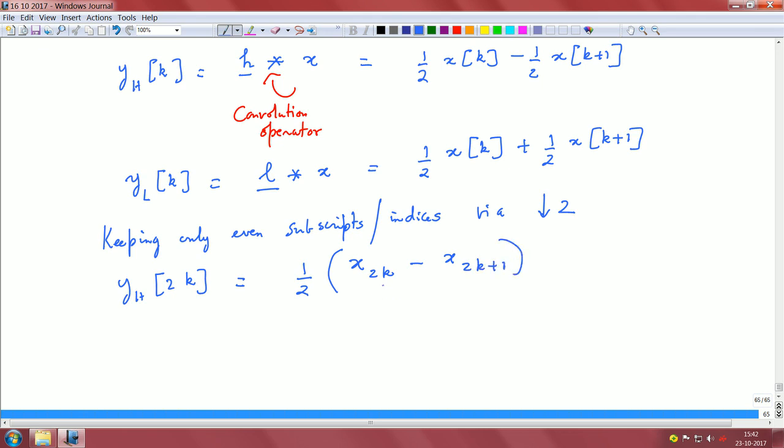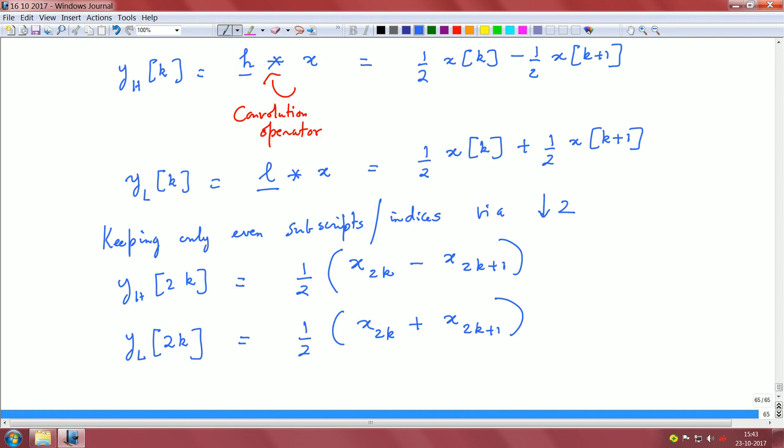I think putting it like this is a little bit of an old form of notation. You could put the extra braces, you can say x of 2k, but I will just put this as a subscript, sometimes interchangeably, but nevertheless you can just compile this through your head that this is indeed what it is. y_l of 2k is 1/2 x_{2k} plus x_{2k+1}.